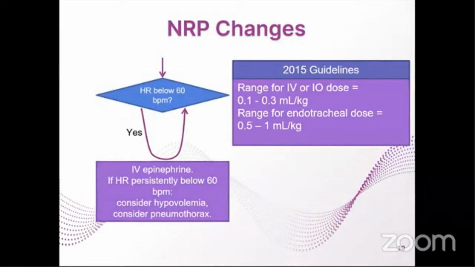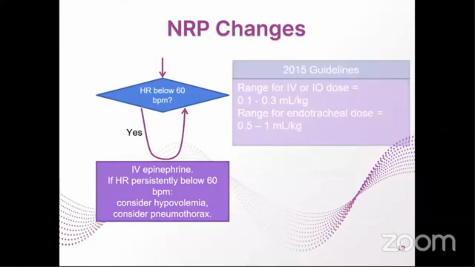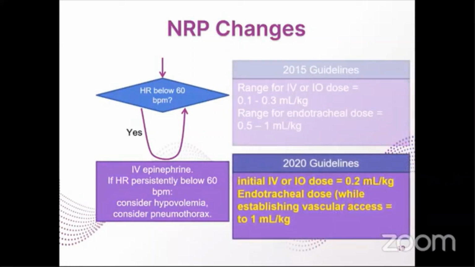And there was this question about what is the exact dose of adrenaline to use. In 2015 we still had a range of 0.1 to 0.3 ml per kg of 1 in 10,000 solution, and for endotracheal it was 0.5 to 1 ml per kg. Now it has been changed. It's 0.2 ml per kg for the intravenous or intraosseous route, and endotracheal you could use only once, maybe while we are trying to get venous access, and that would be 1 ml per kg.